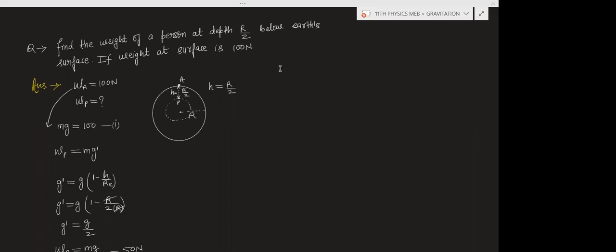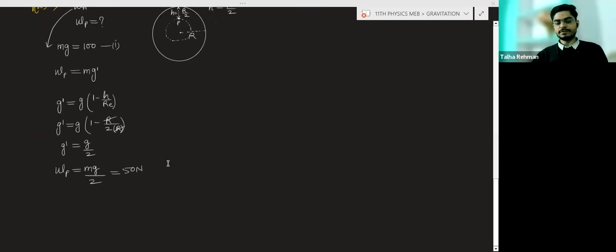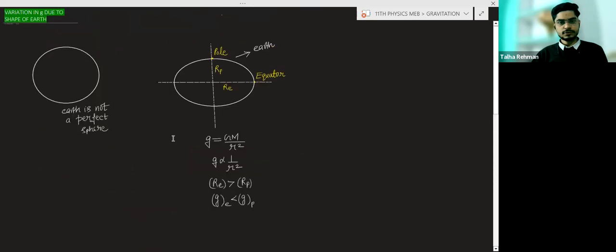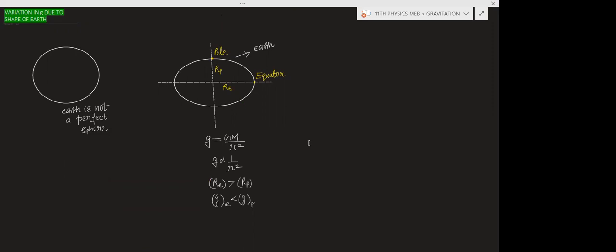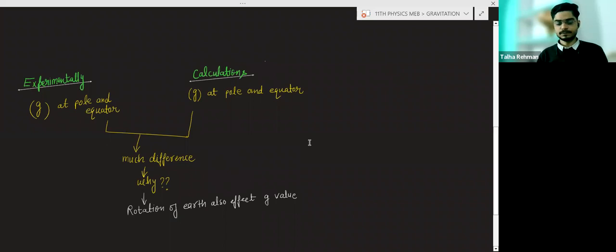We scroll down a little bit. It will be g by 2. You can write this 50 Newton. Okay, please take the screenshot of this. Answer. Okay, this one. Answer.